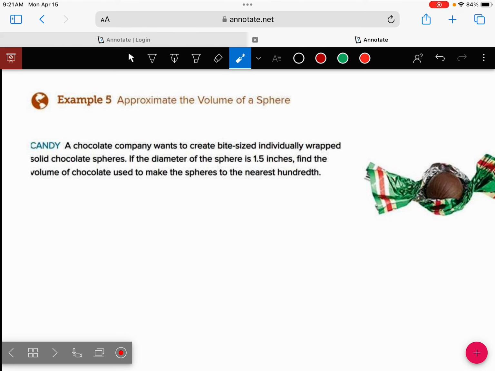All right, so we have a candy, and they want to create individually wrapped solid chocolate spheres. If the diameter is 1.5 inches, find the volume. So they told us the diameter, so to find the radius, take the diameter and divide that by 2. That's your first step.